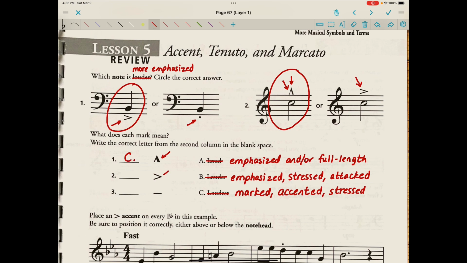Then we see an accent. An accent means to emphasize the note, stress the note, or attack the note. So this will be B. And then we see a tenuto marking. Remember that tenuto can mean that the note should be emphasized or stressed, but not quite as much as you would with an accent, and or that the note is to be played at full length, sort of a fat note or a very stretched note. So this will need an A.